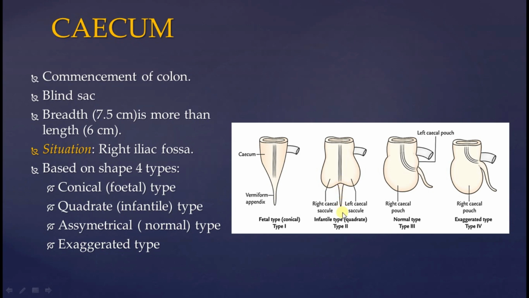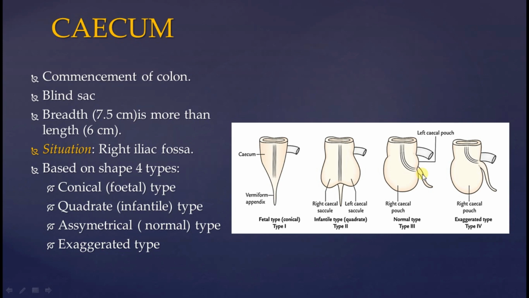From that indentation, the appendix arises. The next is the most common type. Majority of the people have this, called the adult or the normal type. You also call it asymmetrical because the right sac is larger than the left sac. The appendix is 2.5 centimeters below the ileocecal junction.